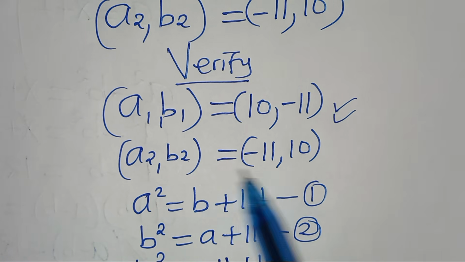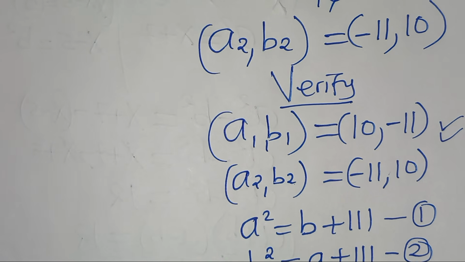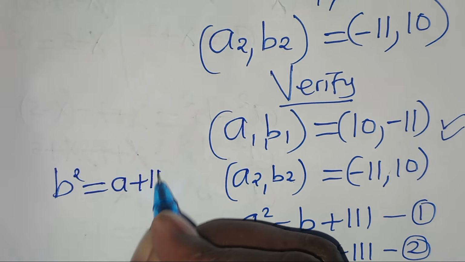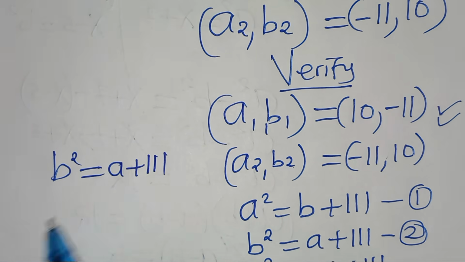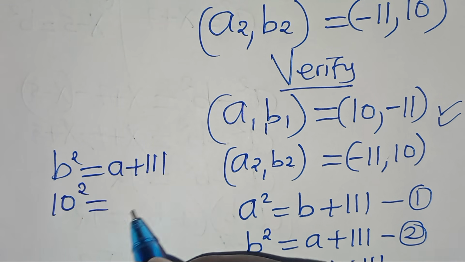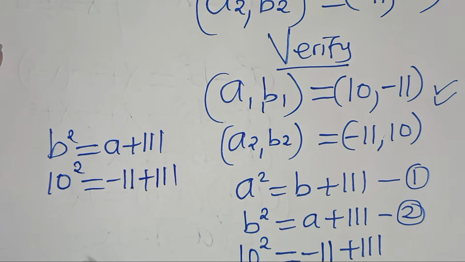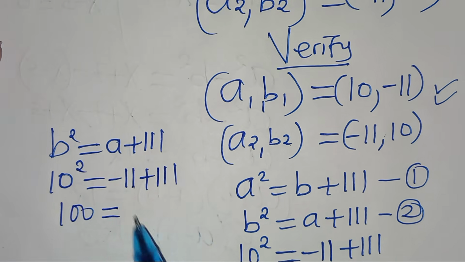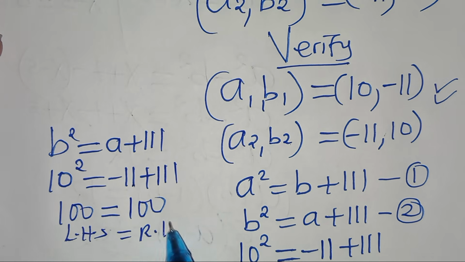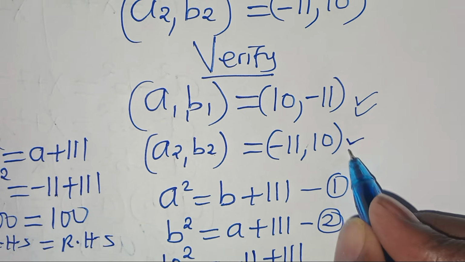Let's check A2, B2, which is negative 11 and 10. In this case, we have B squared equal to A plus 111. So we have B is equal to 10. So this is 10 squared, equal to negative 11 plus 111. And this means that 10 squared is 100, which is equal to 100. So the left hand side is equal to the right hand side. And this proves that A2, B2 satisfies the equation.